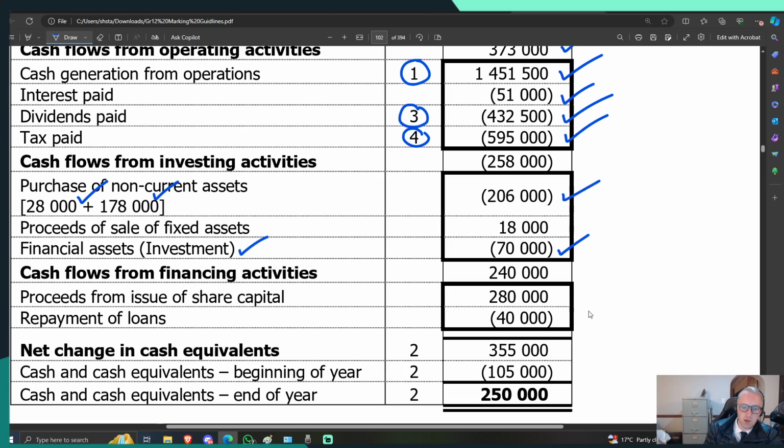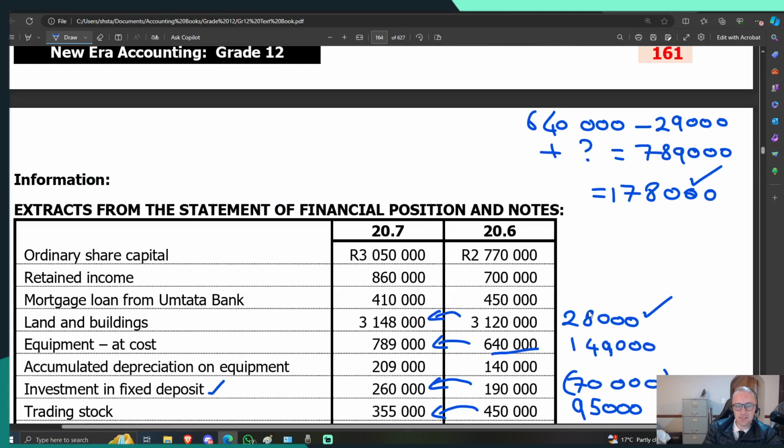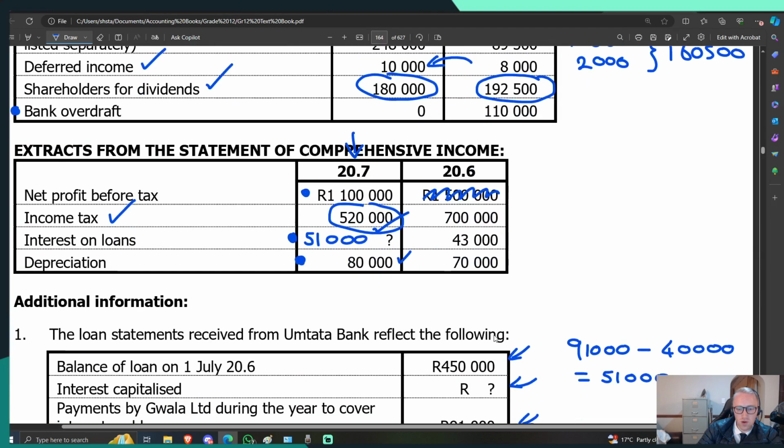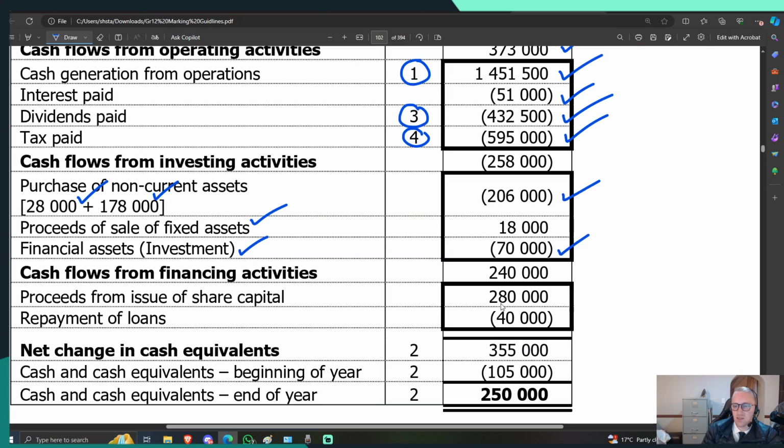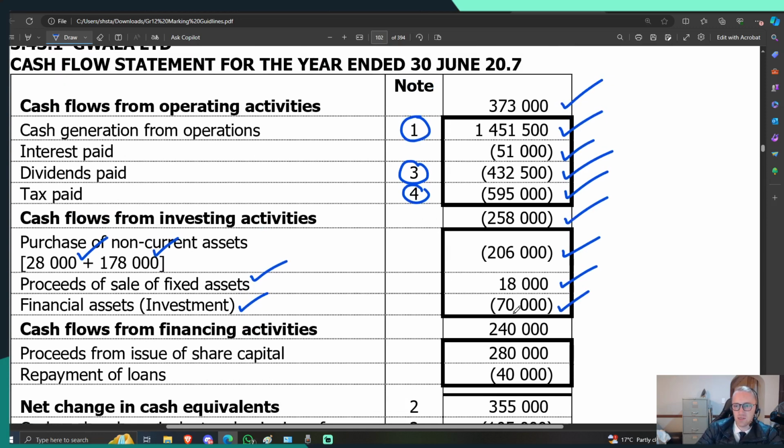We also have the proceeds from the sale of fixed assets. So proceeds from sale of, not purchase of, proceeds from sale of fixed assets. And we sold fixed assets worth, what did it tell us here? 18,000 rand. 18,000 inflow. If we sum these, we get 258,000 rand of outflow as a result of investing activities.